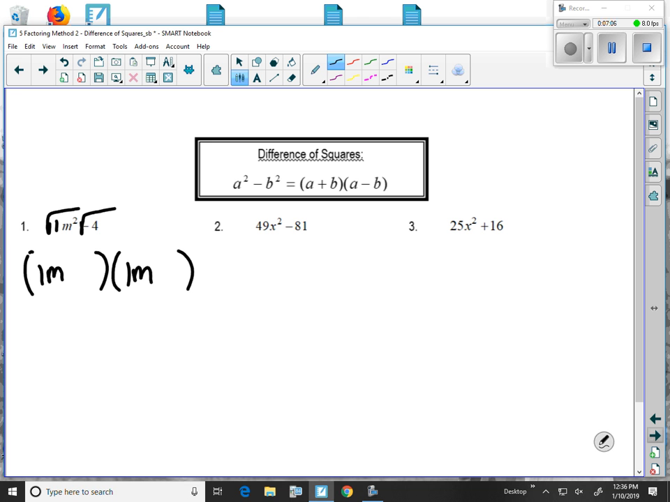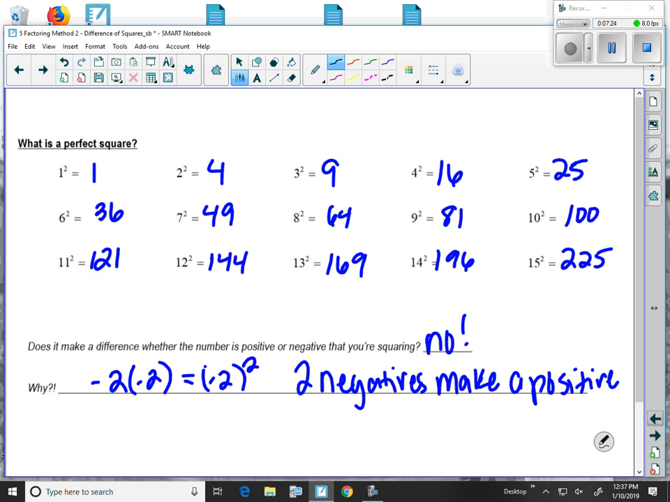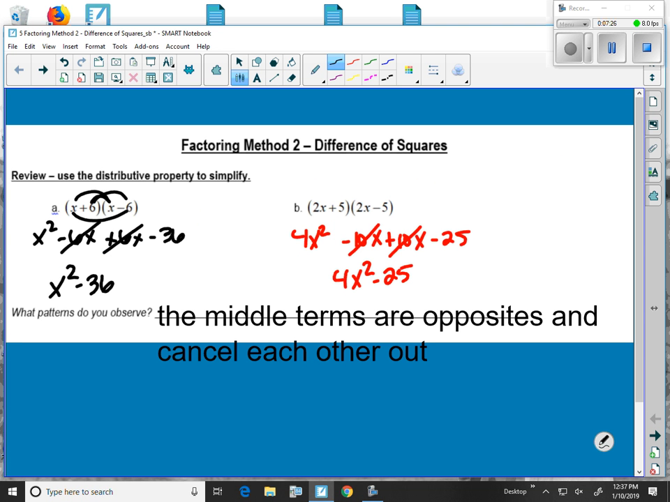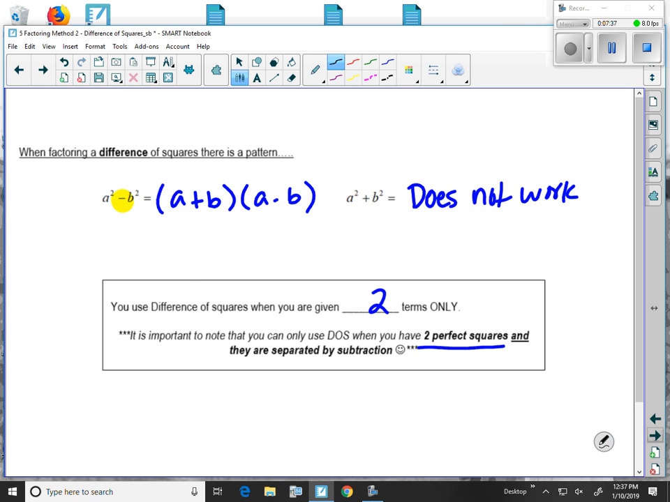Okay? Then what's the square root of 4? 2. Now, what do you notice? One of them will be addition, one of them will be subtraction. Let's pause really quick. I'm going to go back to the first questions that we did. What do you notice? Same numbers, right? Different signs. So that's why they cancel out. That's your difference of squares problems, okay?